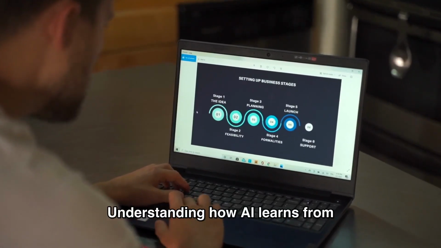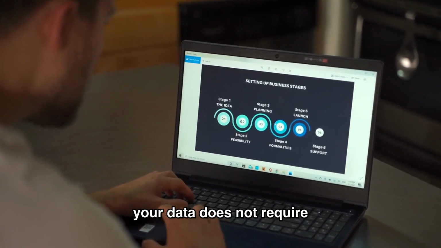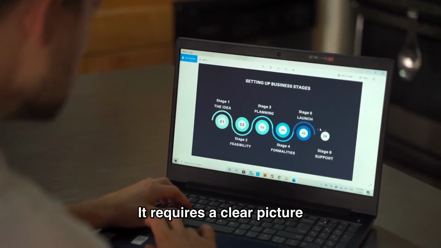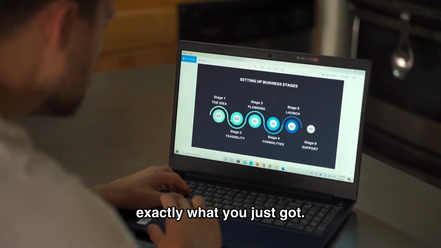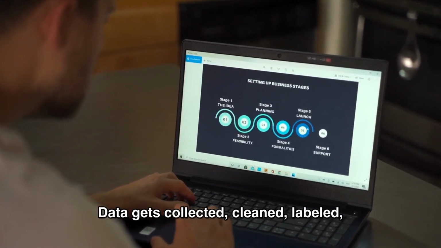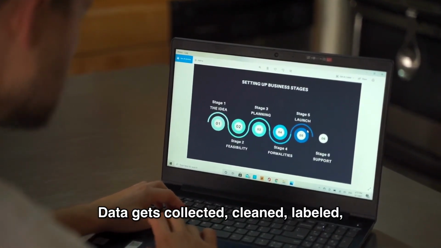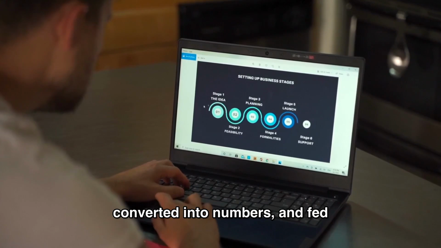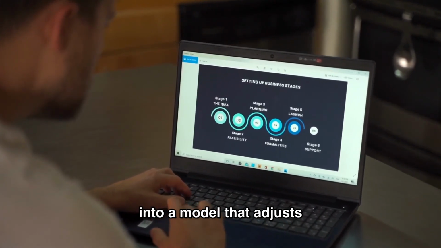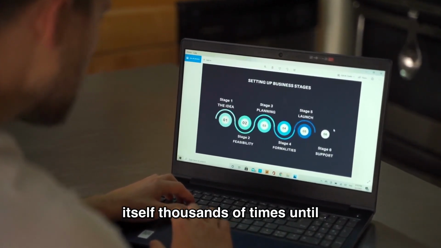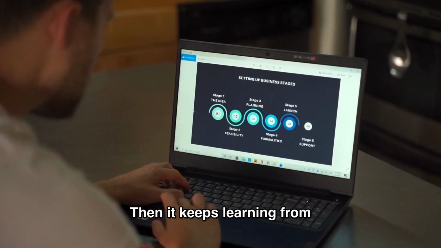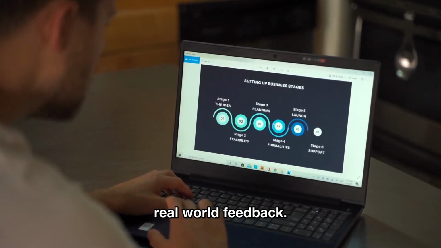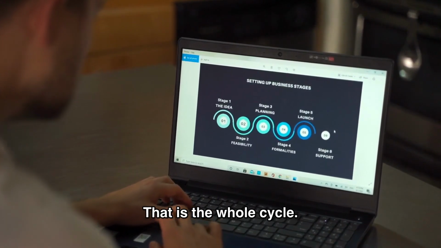Understanding how AI learns from your data does not require a computer science degree. It requires a clear picture of the process, which is exactly what you just got. Data gets collected, cleaned, labeled, converted into numbers, and fed into a model that adjusts itself thousands of times until it can make reliable predictions. Then it keeps learning from real-world feedback. That is the whole cycle.